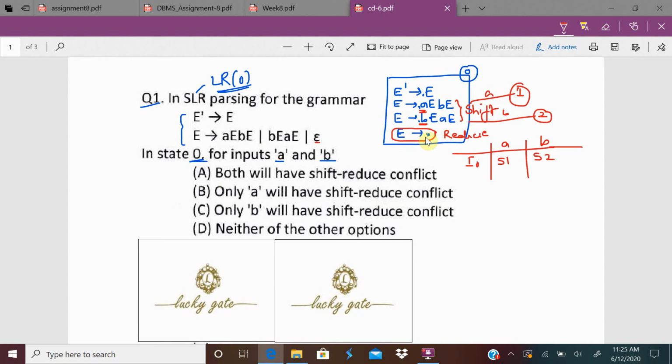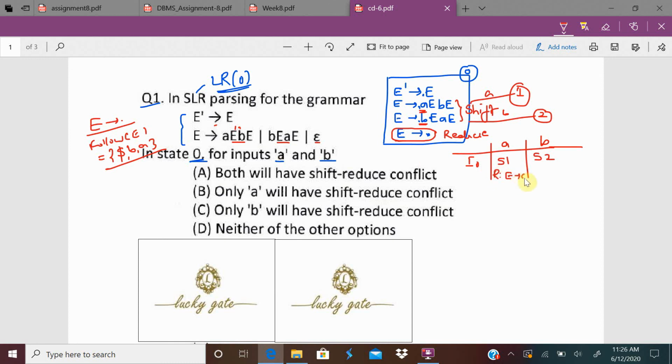E tends to dot, the reduction. Reduction in an SLR parser is to be done in all the follow terminals of E. It means E tends to dot is to be reduced on which symbols? The follow of E. Follow of E, since E is the starting non-terminal, includes dollar. It is also followed by B, because the next symbol after E is the follow symbol, we call B. It is also followed by A, because after E we have A. Means the follow of E is A, B, dollar, so that E tends to dot is to be reduced, means E tends to epsilon is to be reduced.